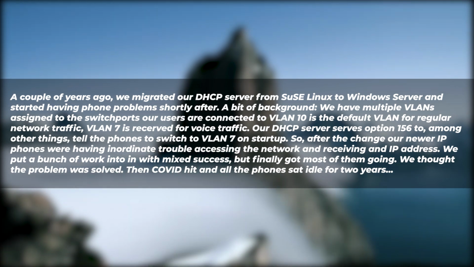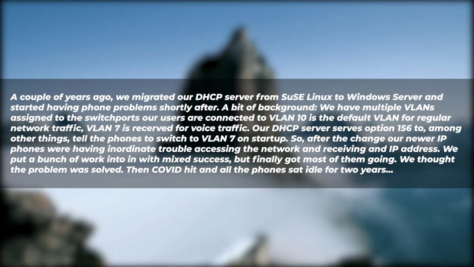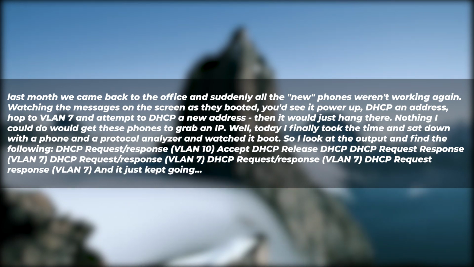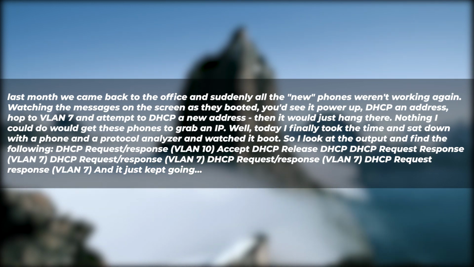So after the change, our newer IP phones were having inordinate trouble accessing the network and receiving an IP address. We put a bunch of work into it with mixed success, but finally got most of them going. We thought the problem was solved. Then COVID hit, and all the phones sat idle for 2 years. Last month we came back to the office and suddenly all the new phones weren't working again. Watching the messages on the screen as they booted, you'd see it power up, DHCP an address, hop to VLAN 7 and attempt to DHCP a new address. Then it would just hang there.